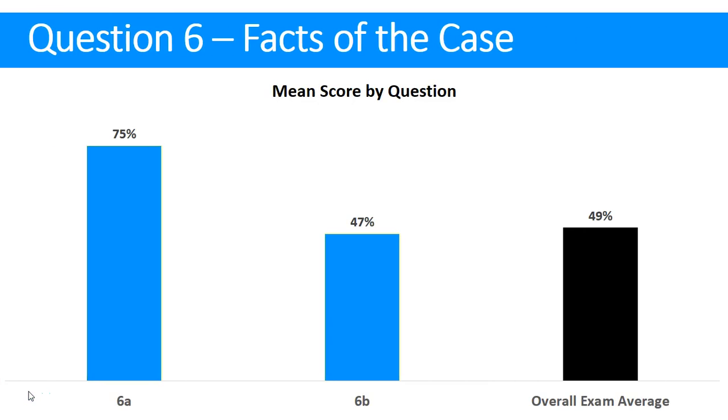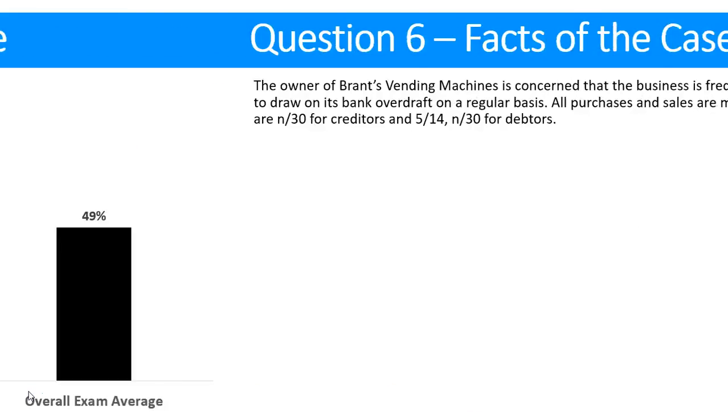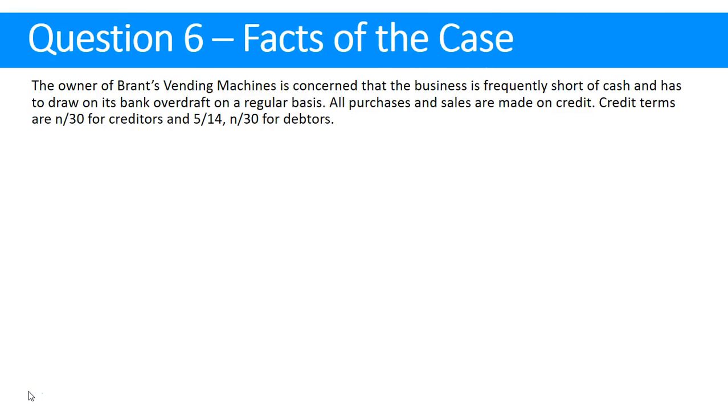Question 6 was a two-part question, and the state did very well in the first part and struggled a little bit with part B. The question said, the owner of Brandt's vending machines is concerned that the business is frequently short of cash and has to draw on its bank overdraft on a regular basis. All purchases and sales are made on credit, and you're given credit terms for your creditors and debtors.